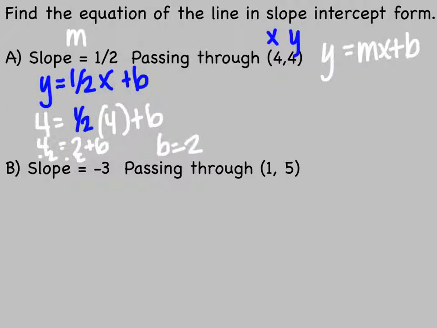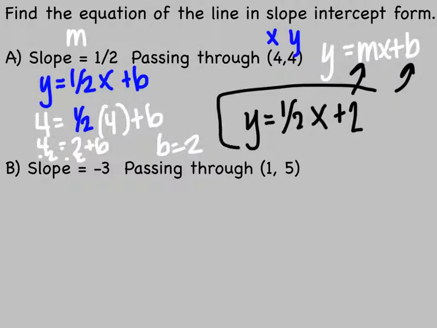And the very last step is just plugging m and b in. That means I'll end up with y equals 1/2 x plus 2. And this would be my final answer. I want you to pause the video and try the second example on your own. If you're forgetting, go back and double check your steps. Make sure that you've gone through and done all 3.